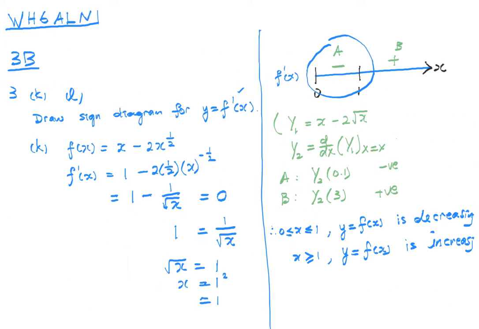Okay, so I'm going to teach you how to use your graphic calculator straight away. For part K, if you just use your GC, because the question just asks you to determine the interval whether it's increasing or decreasing, correct? So I just want to solely use my GC. So I got the function f(x) equal to x minus 2 root x.